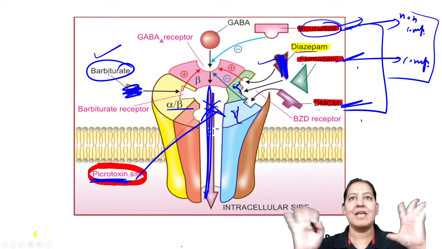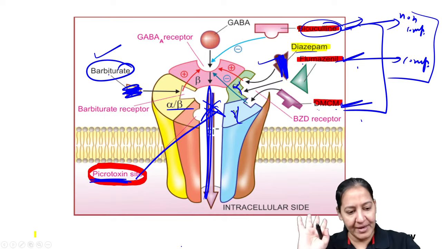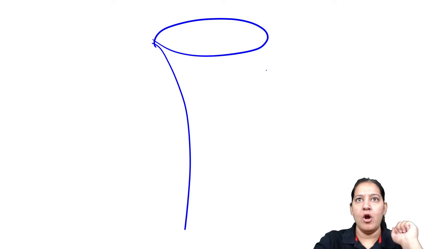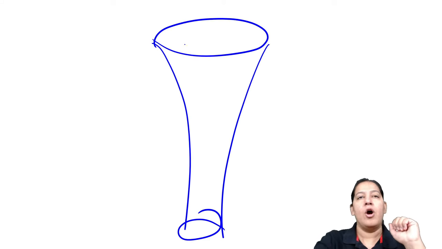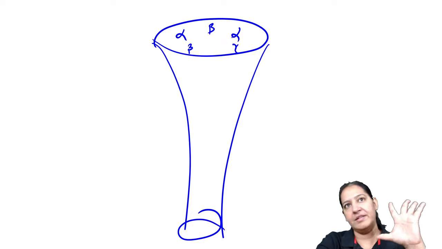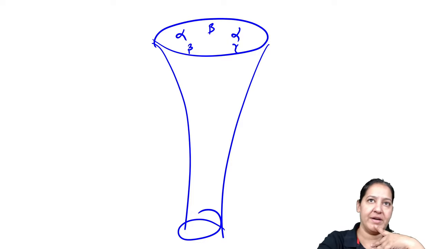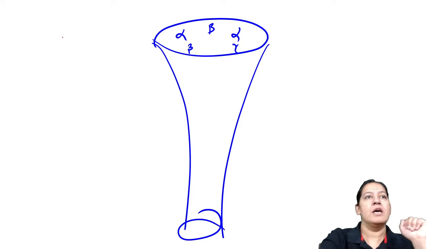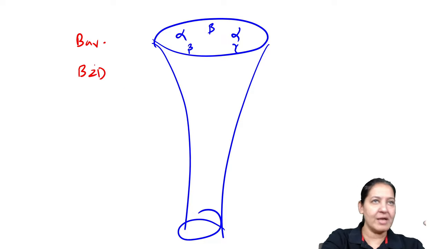So what is the summary? On a neuron in the brain, we have a GABA receptor. On the GABA receptor, there are two alpha, two beta, and one gamma subunit. So total it is a pentamer, with five subunits in a GABA receptor. Now there are various drugs. One is barbiturate, one is benzodiazepine. These are the two main drugs.